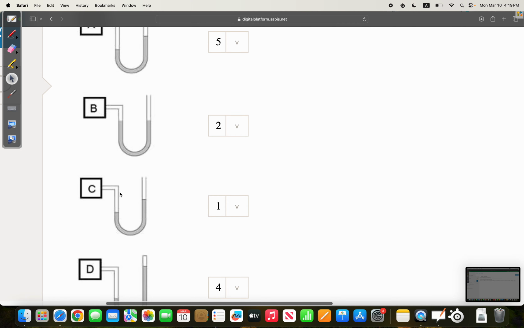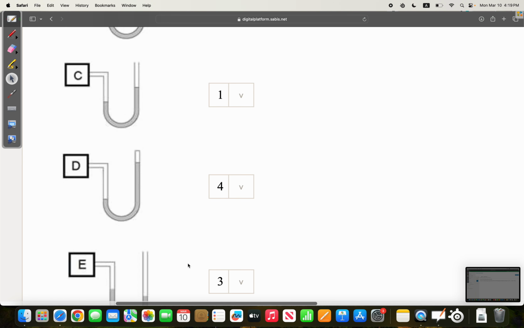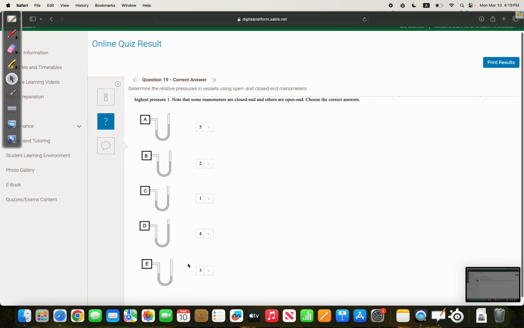So C is the highest pressure. B has less pressure, and C has even lower because, as I just said, it has the least difference in height.